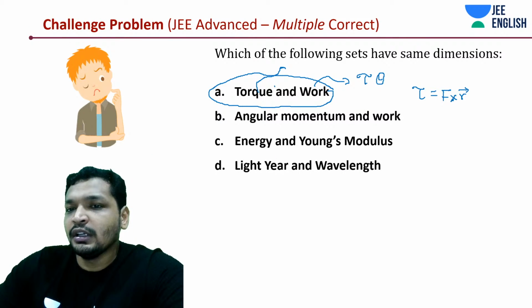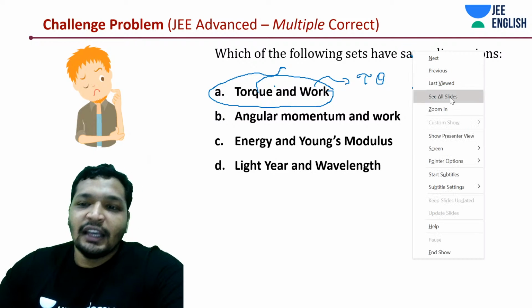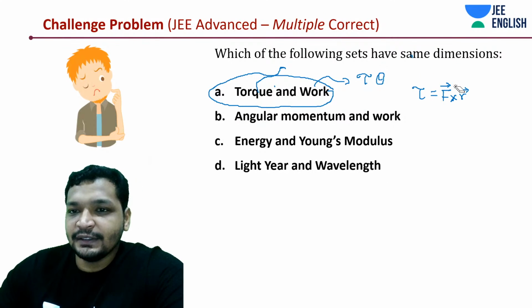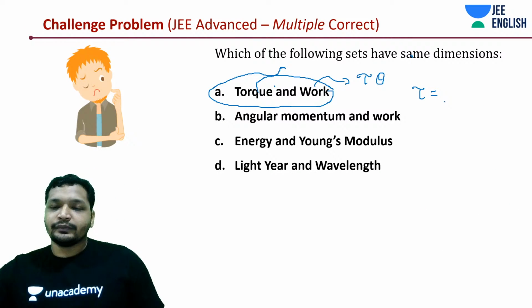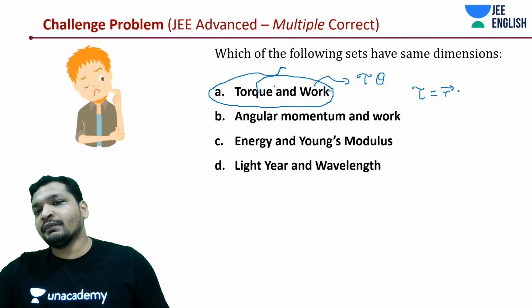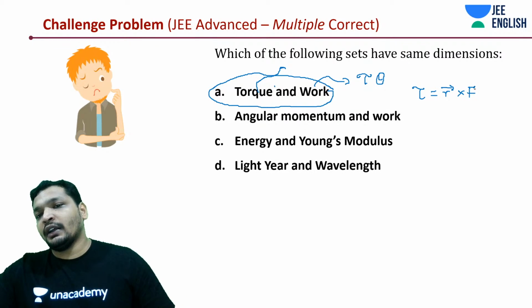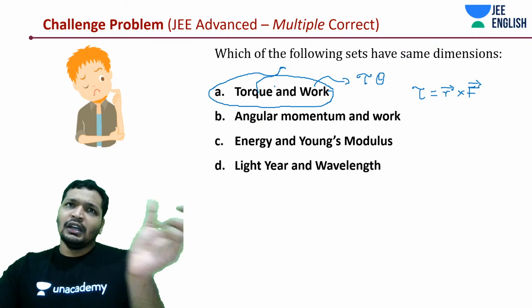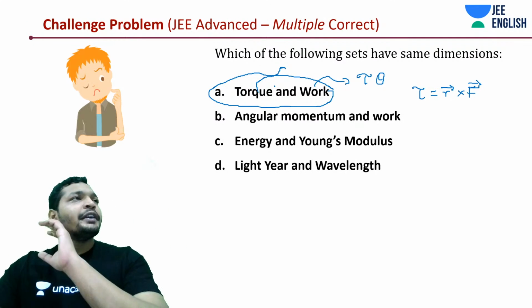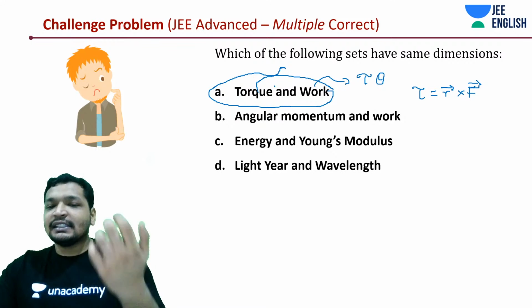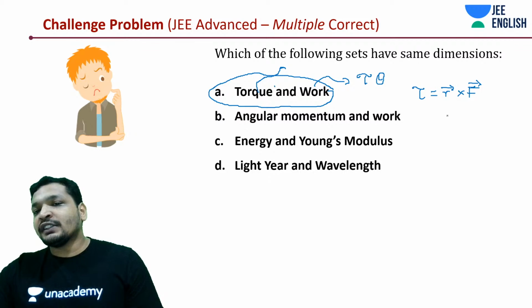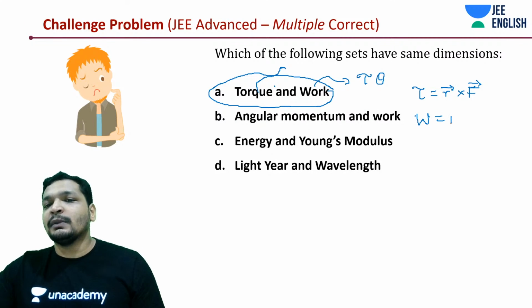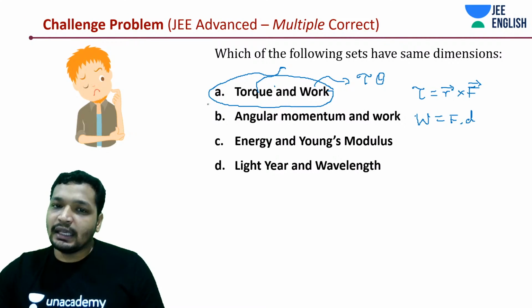Cross product. Sorry, okay, it is R cross F actually. Anyway, it is something like this. Distance from the position vector into force, or distance from that pivoting point or axis around which you are calculating the torque. So R into F is nothing but that, and what is work done? Force into displacement. They're just talking about dimensions. Yes, A is the correct answer.